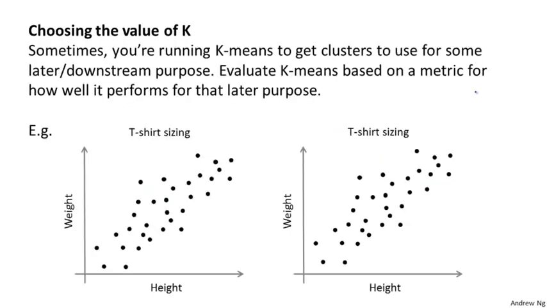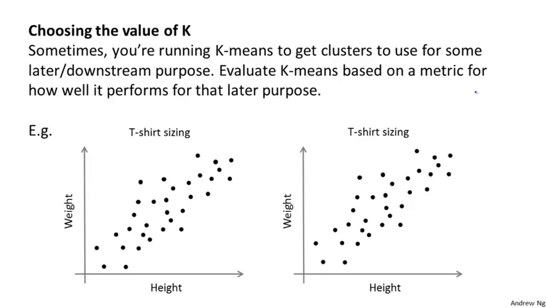Finally, here's one other way of thinking about how you choose the value of k. Very often, people are running k-means in order to get clusters for some later purpose, or for some sort of downstream purpose. Maybe you want to use k-means in order to do market segmentation, like in the t-shirt sizing example that we talked about. Maybe you want k-means to organize a computer cluster better. Maybe you're learning clusters for some different purpose. And so if that later downstream purpose, such as market segmentation, gives you an evaluation metric, then often a better way to determine the number of clusters is to see how well different numbers of clusters serve that later downstream purpose. Let me step through a specific example.